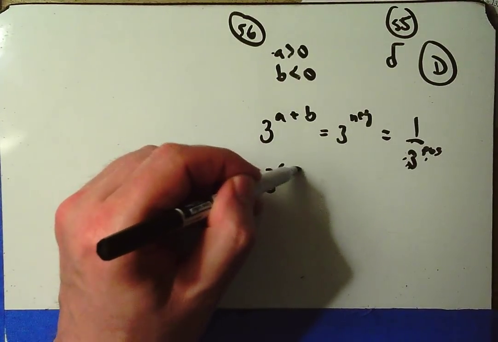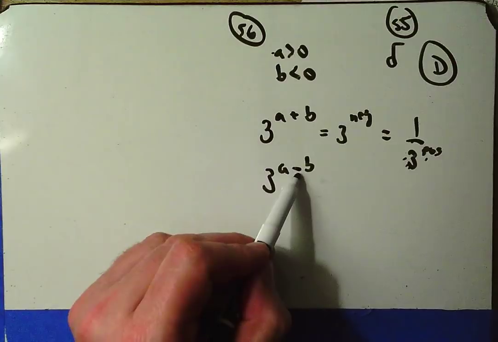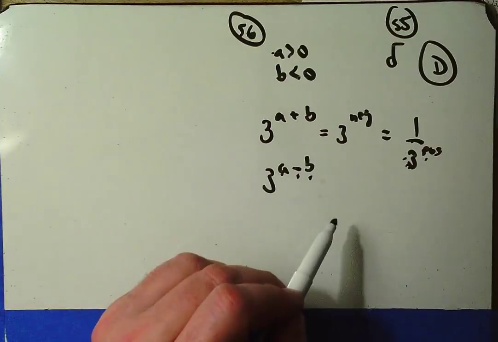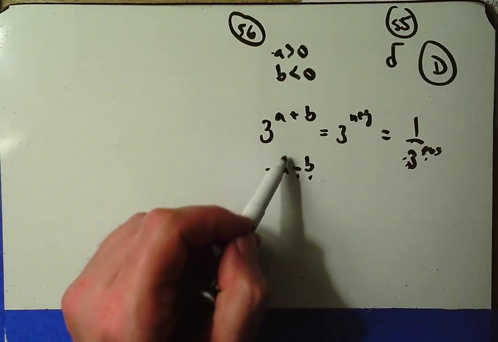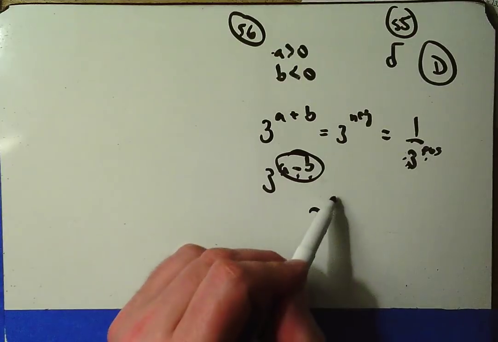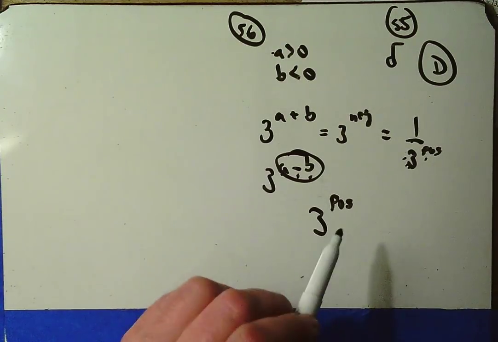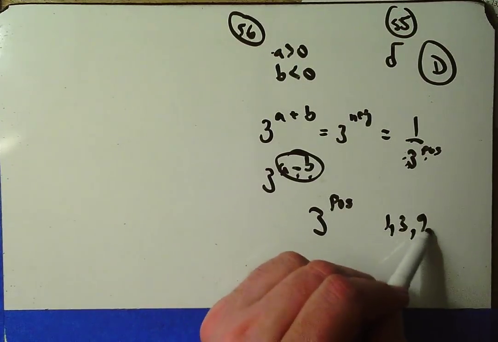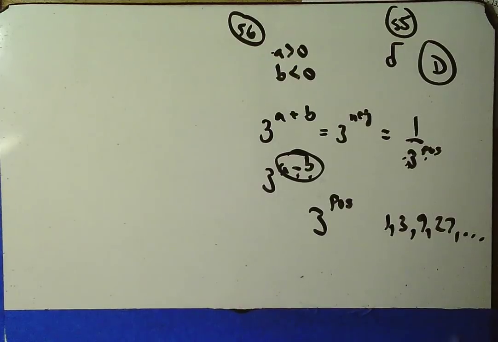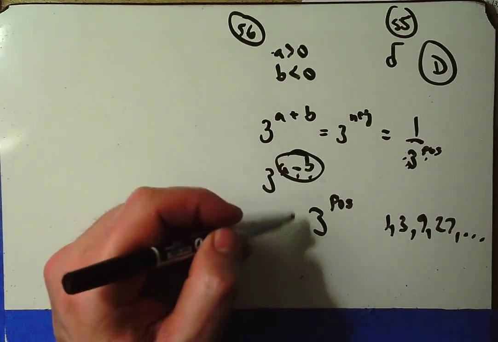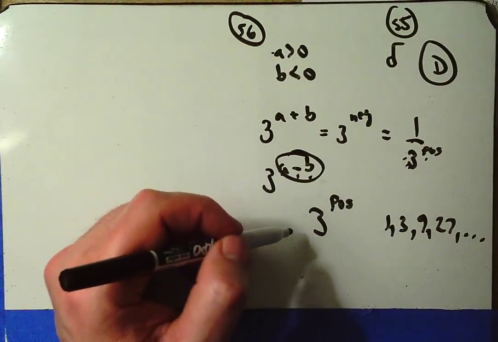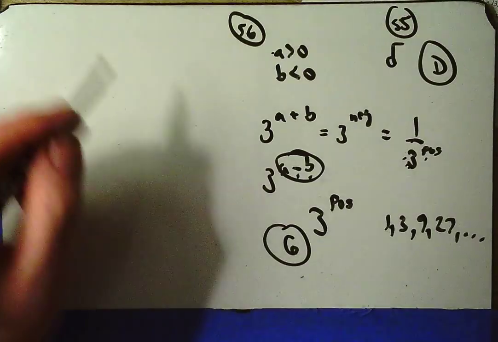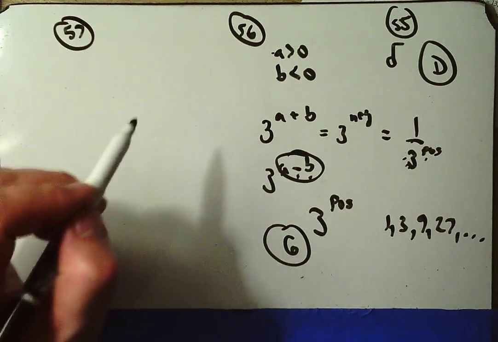But if I do 3 to the a minus b, I'm talking about subtracting a negative number. That's a positive number minus a minus, or plus. Oh, well, this is always going to give me a positive number. 3 raised to a positive number is always going to be an integer value. It'll be 1 or 3 or 9 or 27 and so on, but always an integer. So I like 3 raised to the a minus b, and that corresponds with choice G. Choice G for 56.